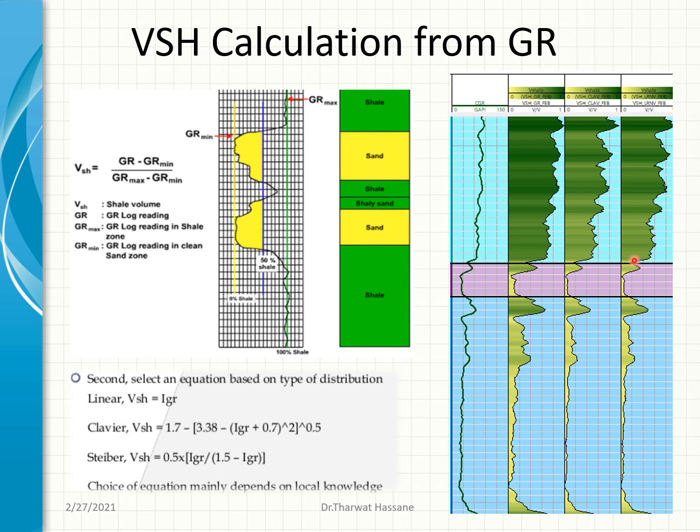And this is a real example. We use the V-shale from gamma ray, and V-shale Clavier Steiber, and you can get the final one here by taking the arithmetic mean between all of them.